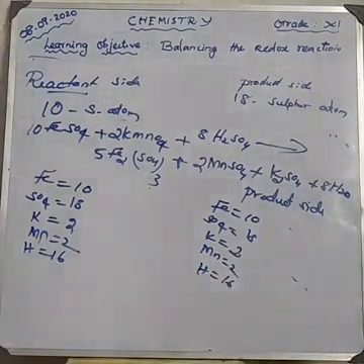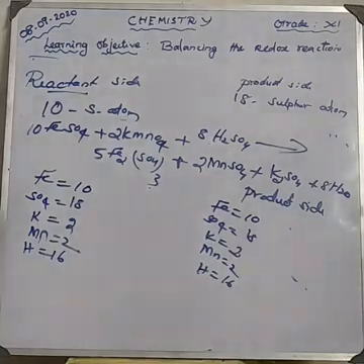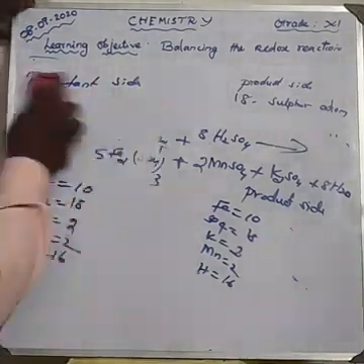Next, we are learning, I already told you about that, the ion electron method. Which method? Ion electron method. The other way is called the half reaction method. In this area, if you have any doubt, please call me. Okay.